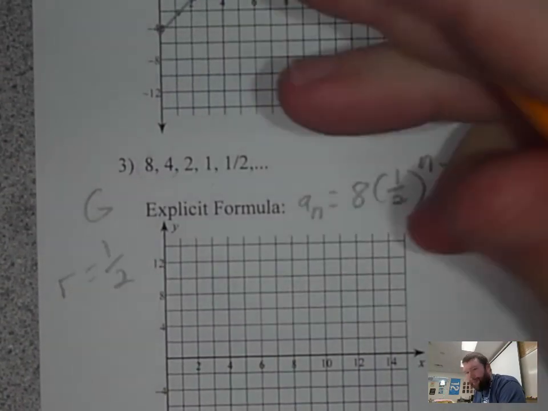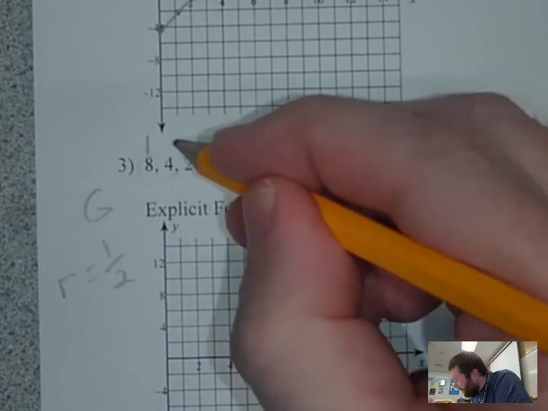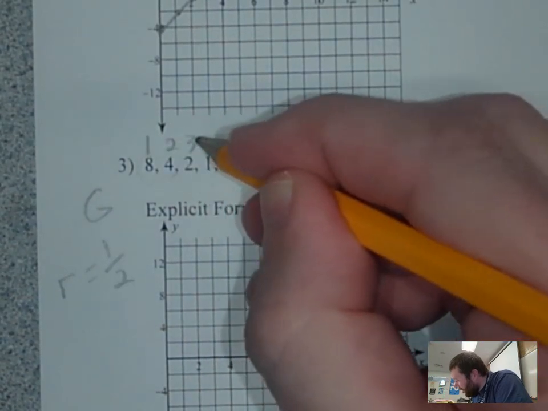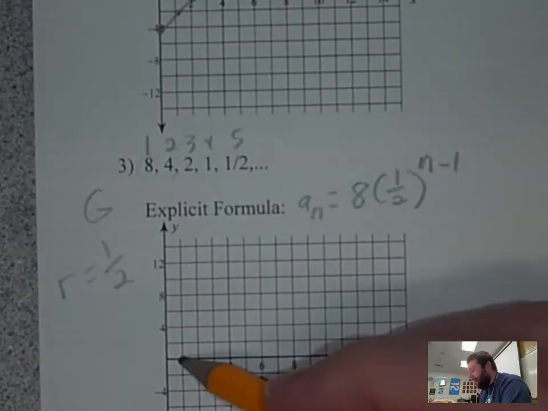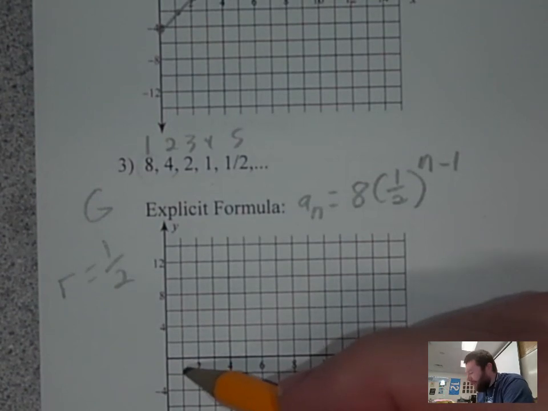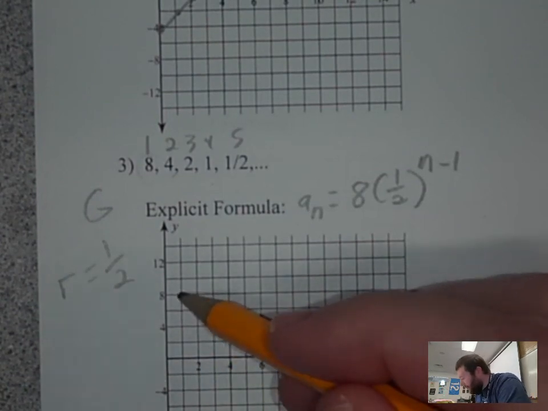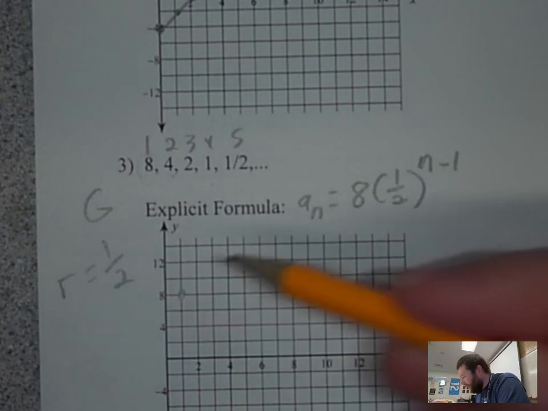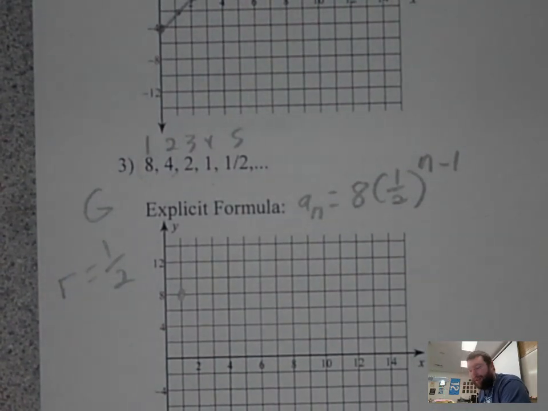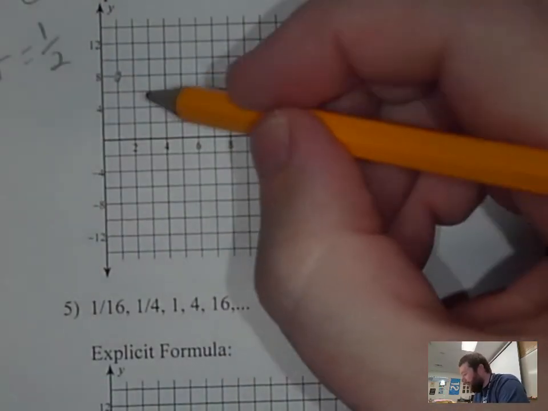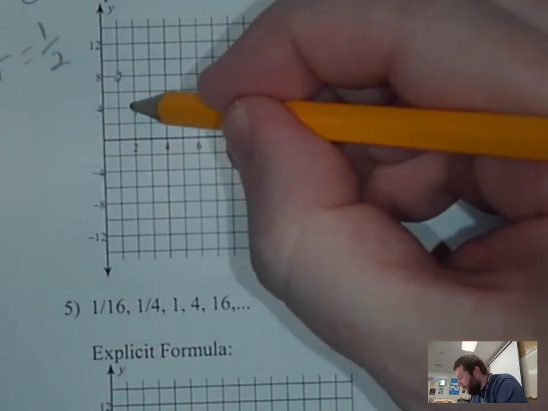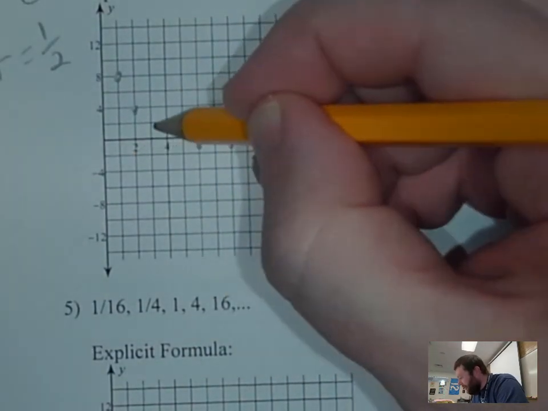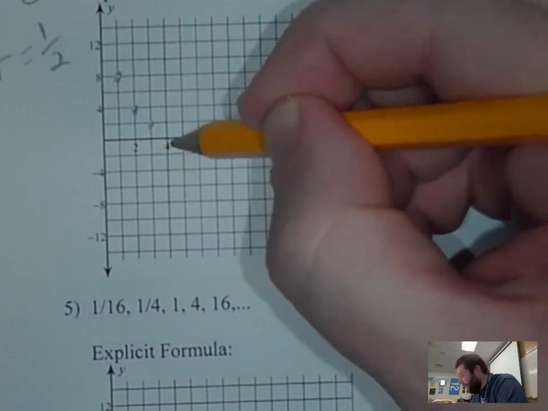Nope, I'm wrong. Sorry. Nope, it's the same thing. So I'd start at 1. 1, 2, 3, 4, 5. So I would start at 1 for the x, and then I'd go up to 8, and that is my first number there. Okay? Then I would go to 2 and 4, and then 3 and 2, and then 4 and 1.